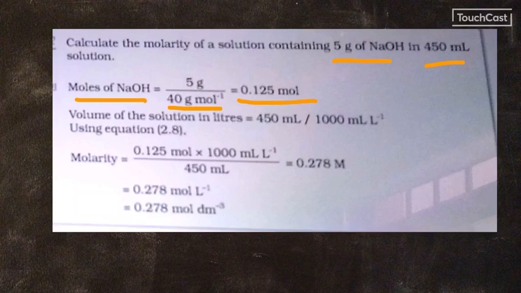Volume of solution in liters, 450 ml is given. You have to convert it into liters. 450 divided by 1000. You can convert it into liters. So here, substituting all those things into the formula to calculate molarity, you get the answer as 0.278 capital M, that is molar or molarity.